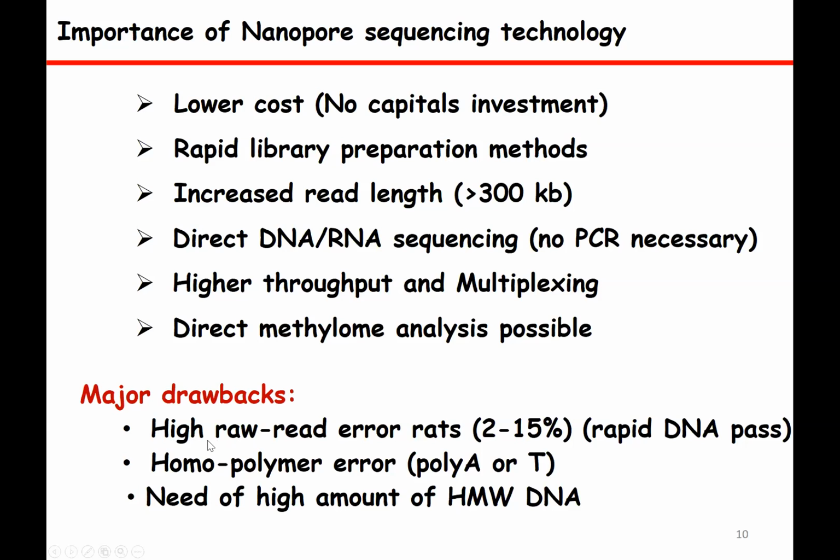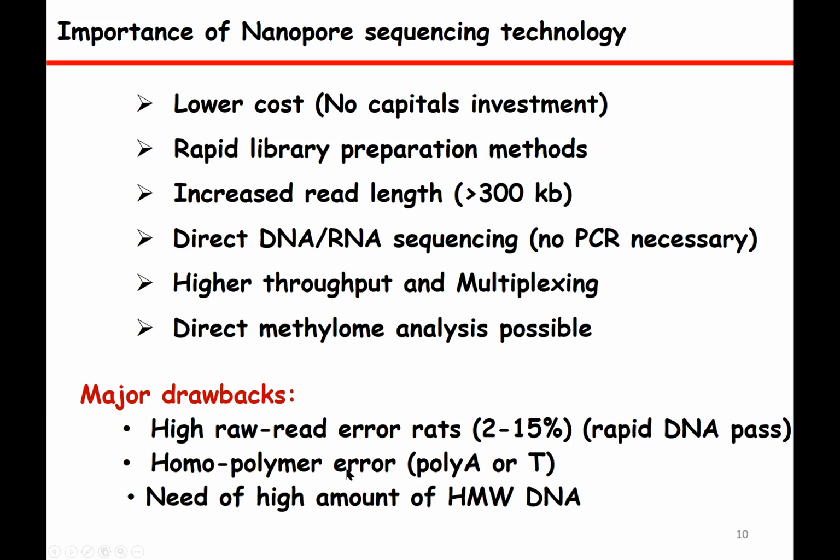However, the major drawback is the raw read error rate, which is about 2 to 15%, and this is really huge. You really don't want this much error rate in your sequence. For example, on average, a gene can have 2 errors per 100 base pairs, which is really huge. This is because of the rapid DNA passage through the nanopore, and it is also just single read based.